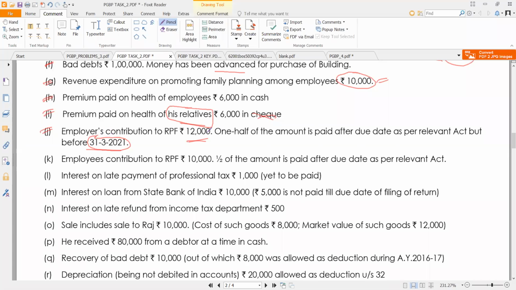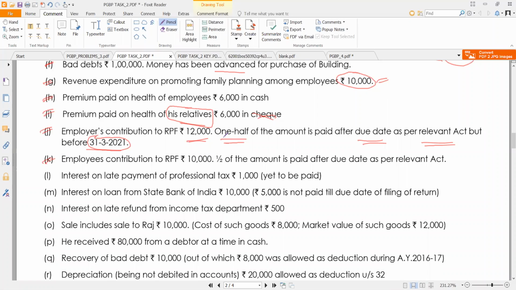Employer's contribution is allowed as deduction, even if it is paid after the due date as per relevant act. Relevant act means Provident Fund Act. But before the due date for filing the return of income, this is much before even the previous year. Hence, it is allowed as deduction.